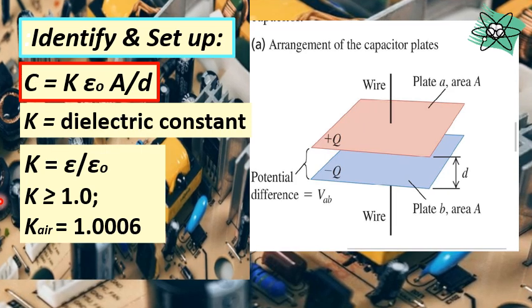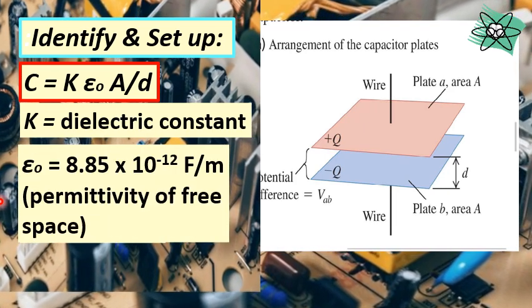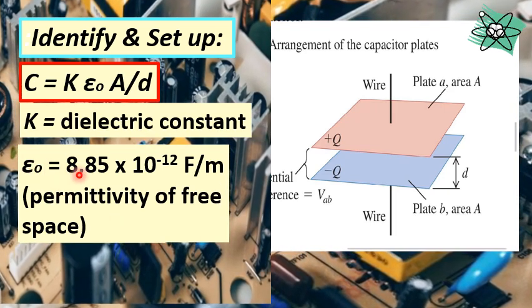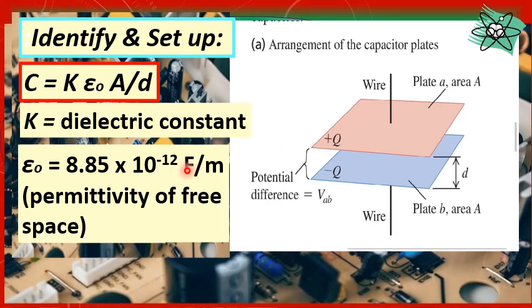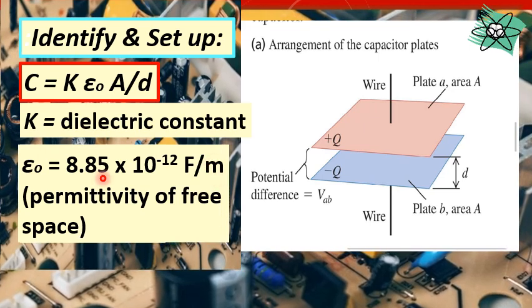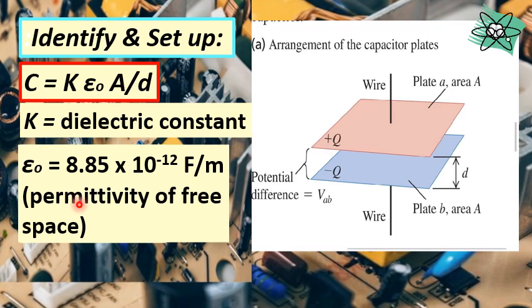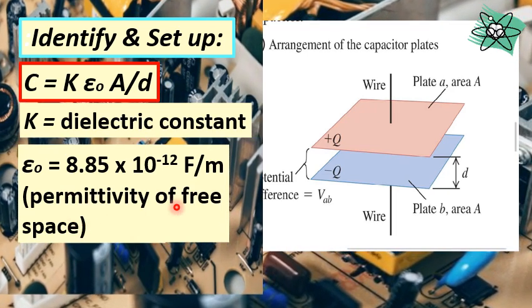Now, to emphasize, epsilon naught has a value equal to 8.85 times 10 to the negative 12 power. The unit is farad per meter. So this is a universal constant known as the permittivity of free space or vacuum.